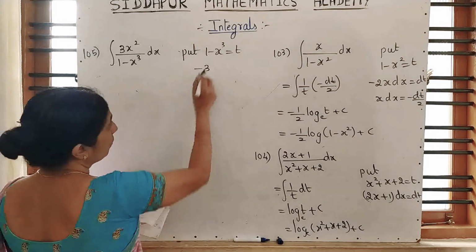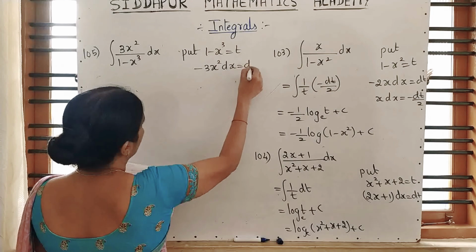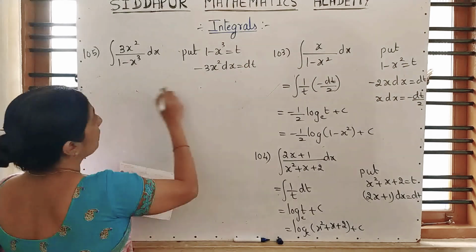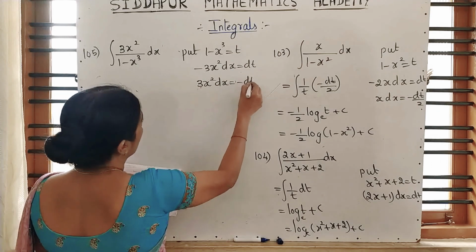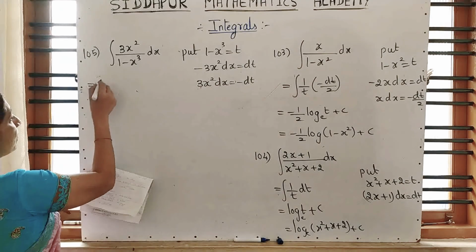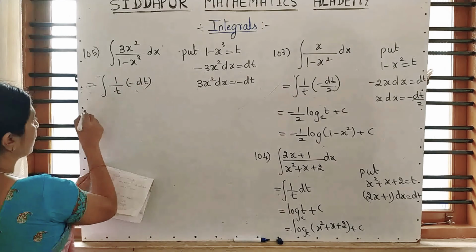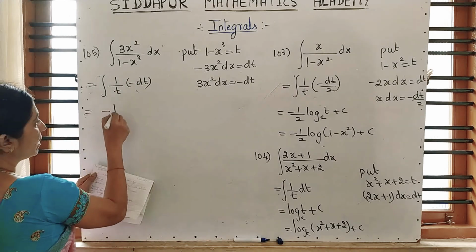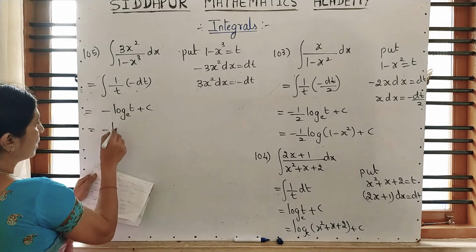Differentiation of 1 is 0. Differentiation of minus x cube is minus 3x square into dx is dt. Minus is not required. So minus goes that side. 1 by t minus dt. Minus common, integration of 1 by t is log t. Write down that t value.